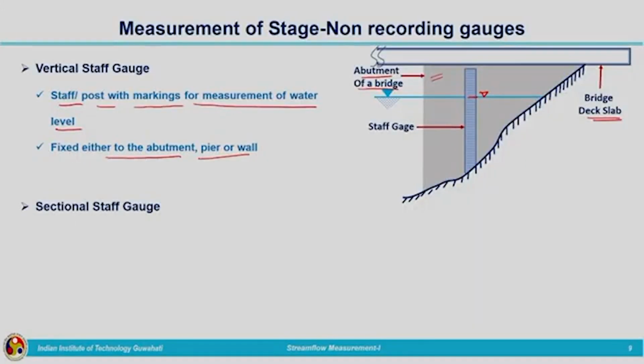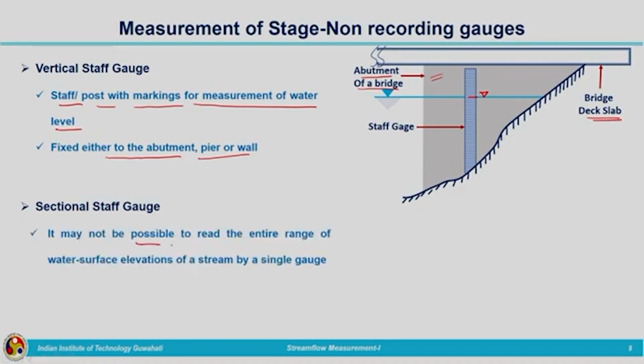The second one is the sectional staff gauge. This is also a staff gauge. Sometimes it may not be possible to read the entire range of water surface elevations of a stream by a single gauge. You can imagine a large river: during the lean period, that is the summer season, the water level will be very low. But on the contrary, during the monsoon season, the water level will be very high. So, measuring both the high water level and the low water level by means of a single staff may not always be possible.